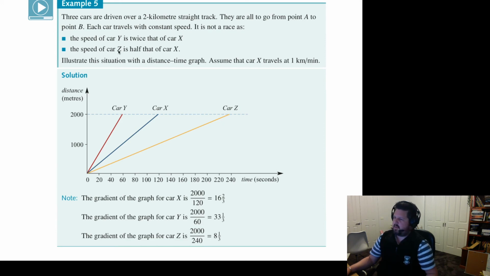Last but not least, the speed of car Z is half that of car X. So if car X is going 1 kilometer per minute, car Z is going to be going half a kilometer in a minute. It's going half the speed. So it's going to be going 1 kilometer in 2 minutes, or 2 kilometers in 4 minutes, which is 240 seconds. However you need to think about it, it's up to you. But we can get that particular position there. Drawing those straight lines, we can illustrate this particular situation.